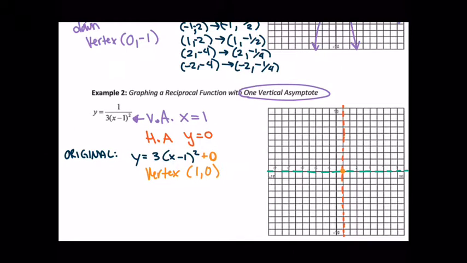Now to graph the rest, maybe I'll find my y-intercept, because I want to know how wide this will open, because the 3 is making it open a certain width, right? So let's put 0 in for x to find our y-intercept.